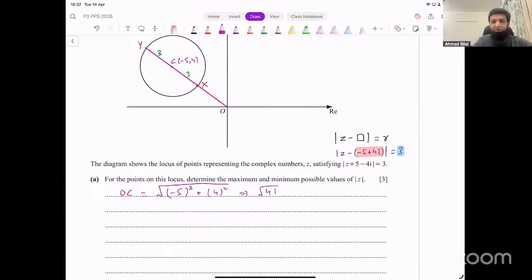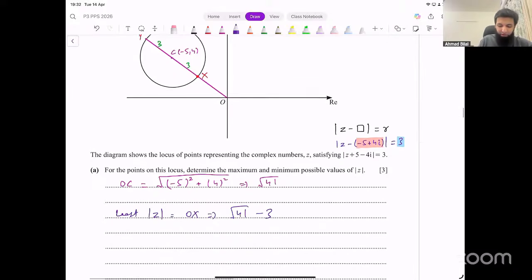That's the distance OC. Once we've got the distance OC, what about distance OX? That will be the least possible value of modulus of Z. It will be OX, right? This distance. This will be the shortest distance from the origin. This will equal square root of 41. That's the distance from origin to the point C minus this radius. So this minus 3.